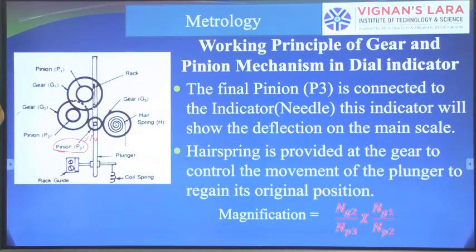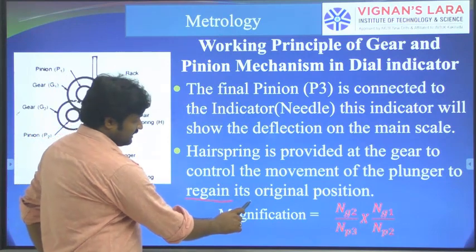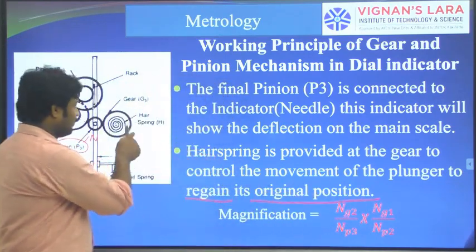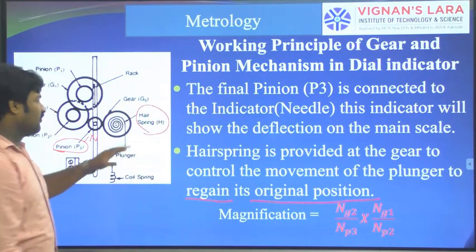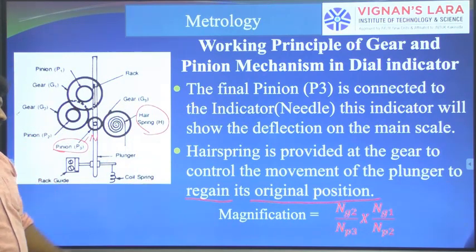A hairspring is provided at the gear to control the movement of the plunger to regain its original position. So by means of this hairspring, we are regaining the needle position to 0, to its original position.